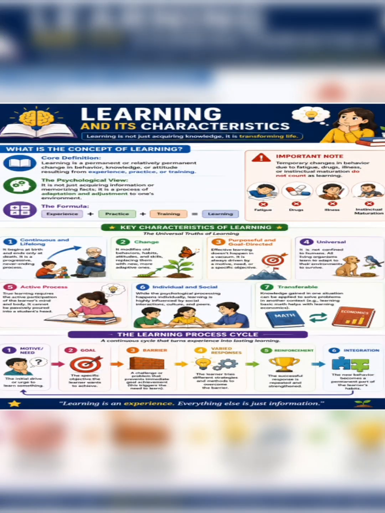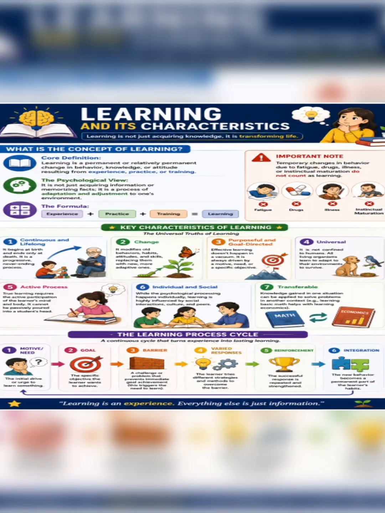Moving on to the next slide. Think about the last time you truly learned something. Was it about memorizing a fact for a test, or did it completely change how you act, think, or look at the world? As the subtitle highlights, learning is not just acquiring knowledge, it is transforming life.